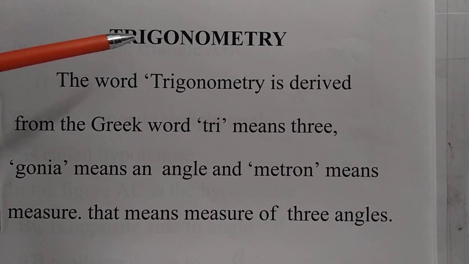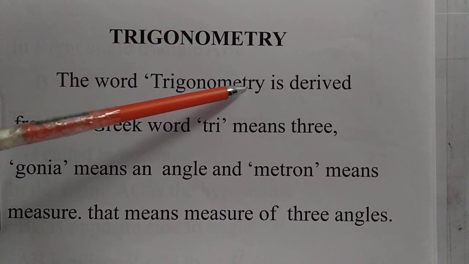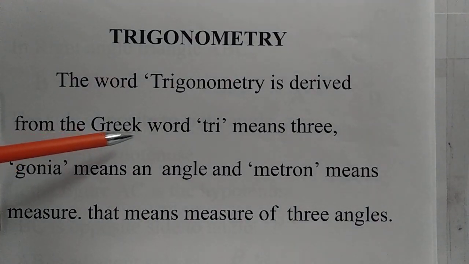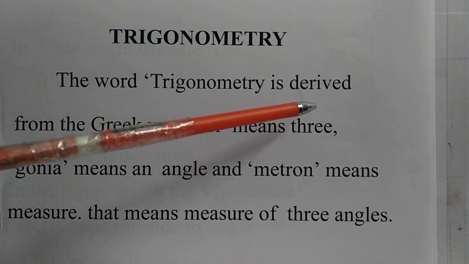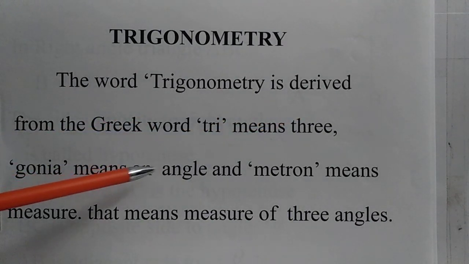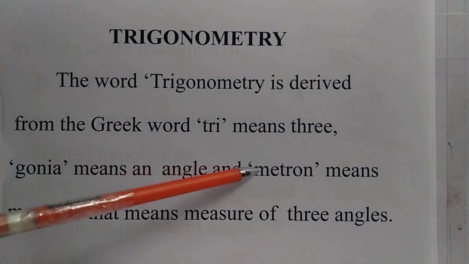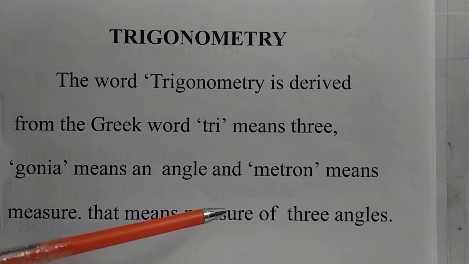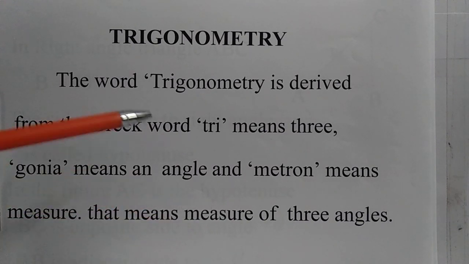Trigonometry. The word trigonometry is derived from the Greek word: tri means three, gonia means an angle, and metron means measure. That means measure of three angles.